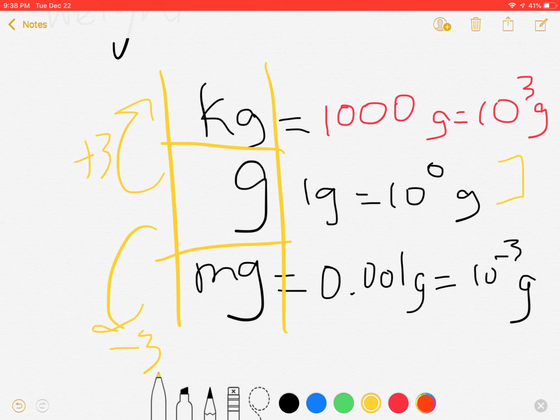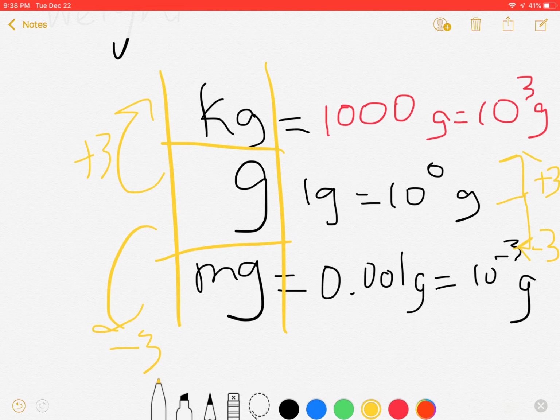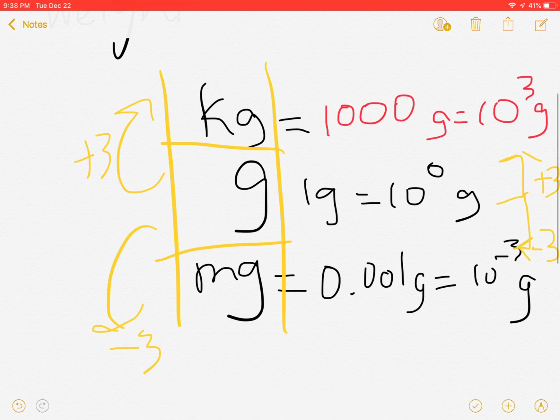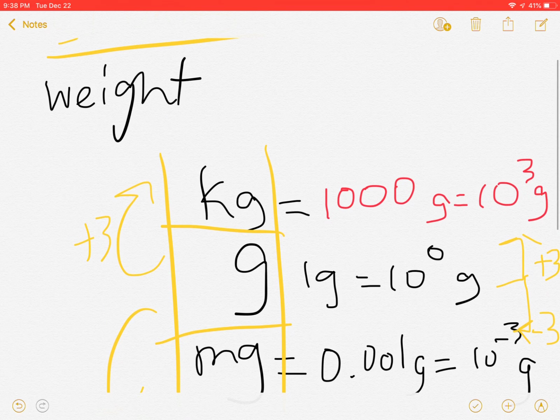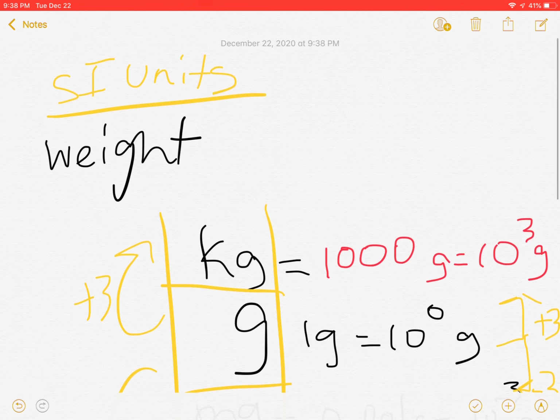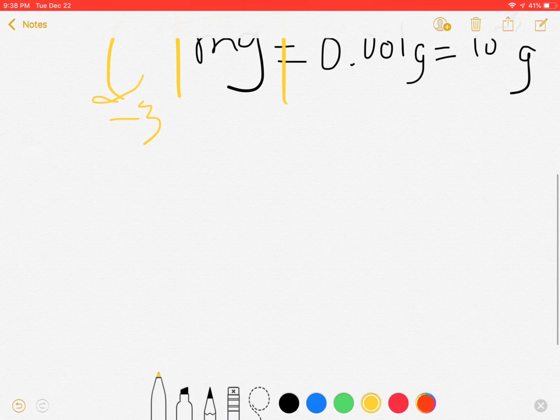So whenever I go up 3 places, from 10 to the 0, I go up to 10 to the 3. Whenever I go down 3 places, I go down to 10 to the negative 3. Sorry, let me write that in a way that it's not crowded. It's still a little bit crowded, but I'm sure you understand what I mean. So this up 3 and down 3 system often takes place throughout the SI unit system.